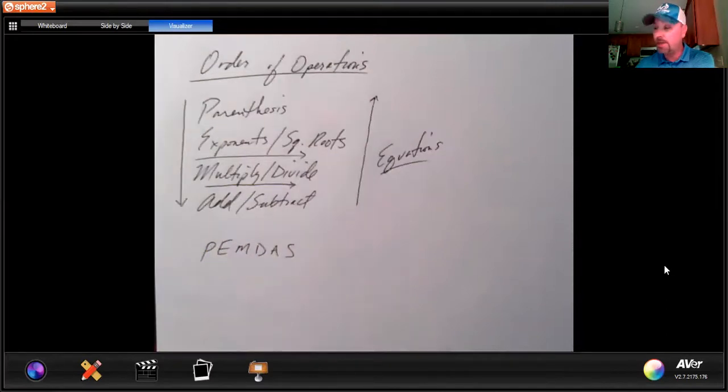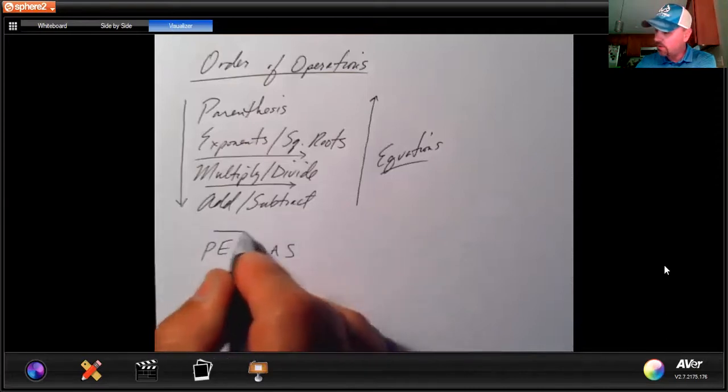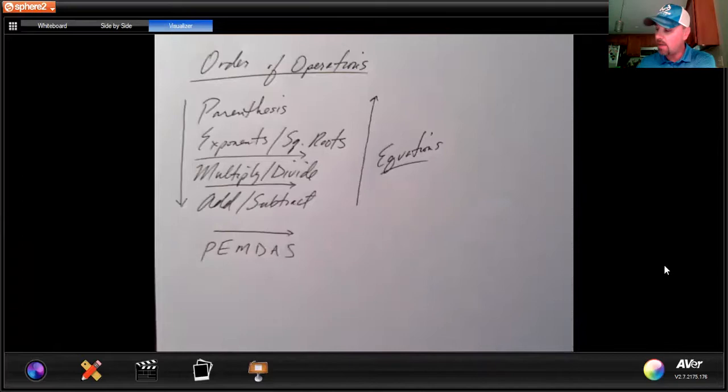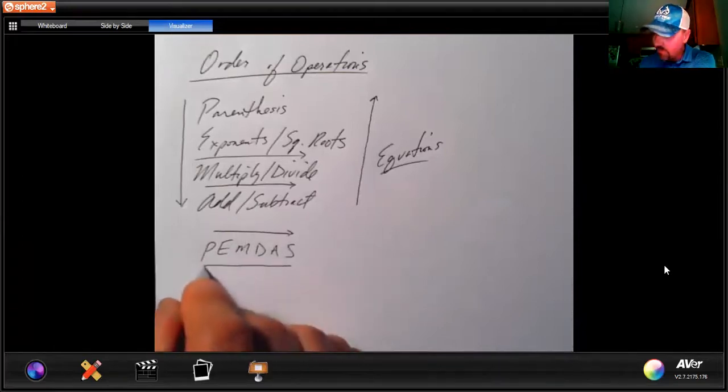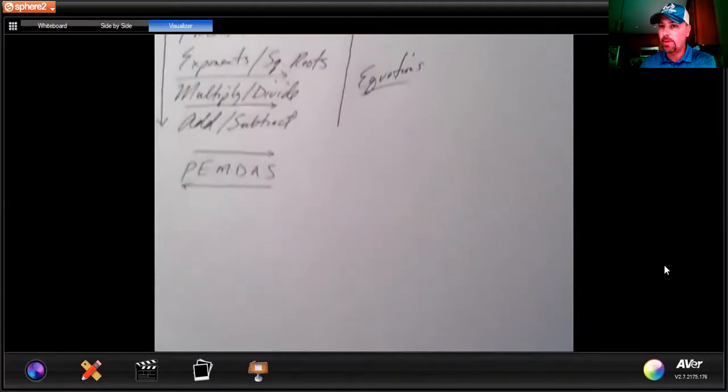Another way to look at it, PEMDAS is a lot of times what people say, please excuse my dear Aunt Sally. So if you're looking at it this way, this would be a multi-step problem. That would be a multi-step equation, okay? Go backwards. So let's take a look at an example, okay?